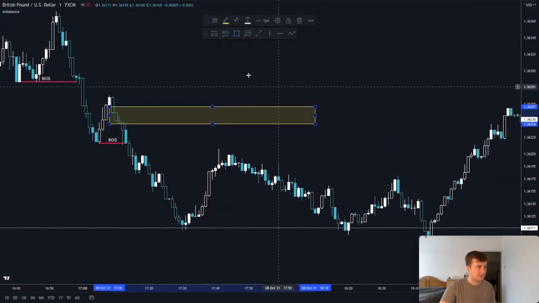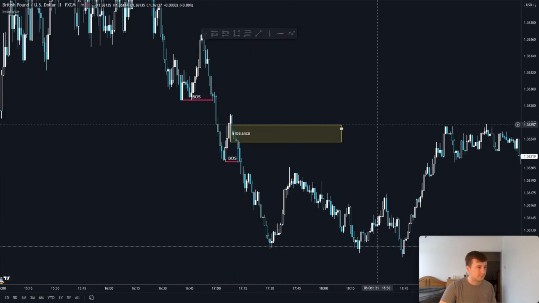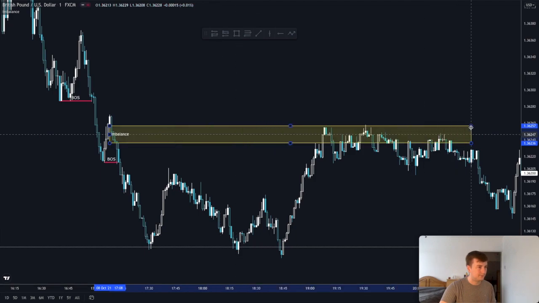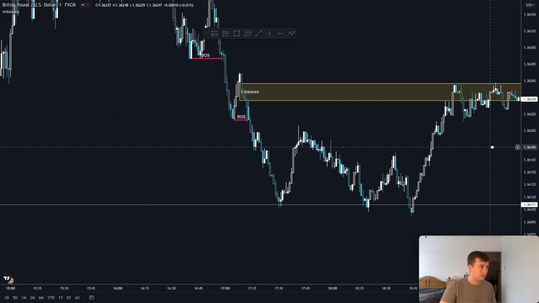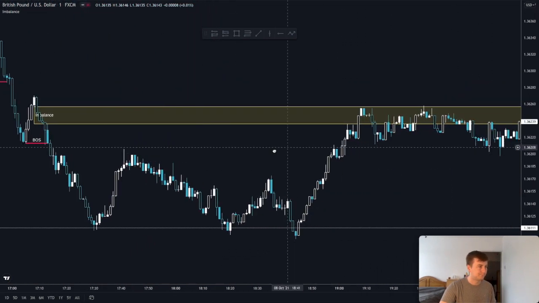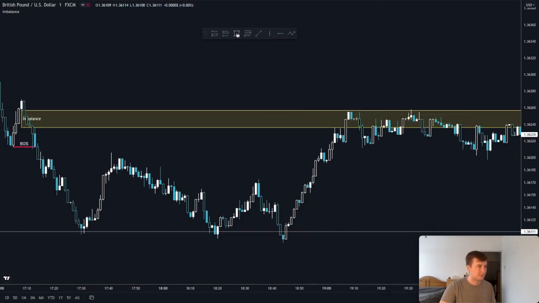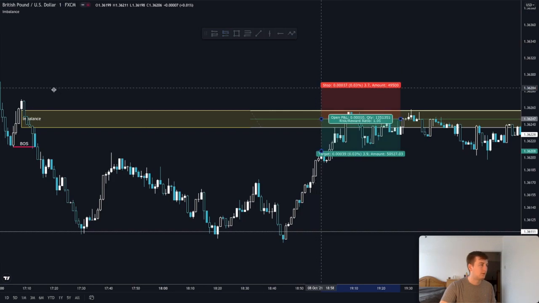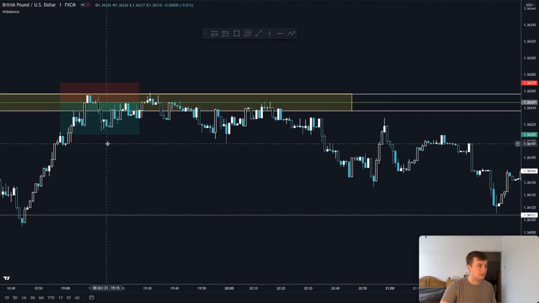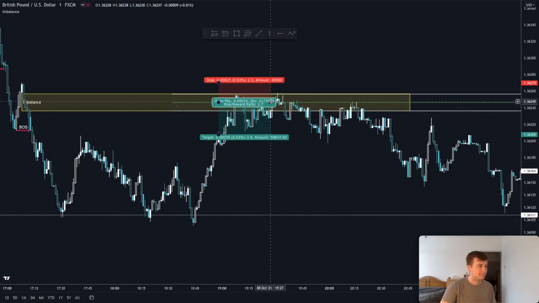And the imbalance like so. We then draw this value out, and what do we get? Price comes to it, rejects it. We enter on 50%. Like so.